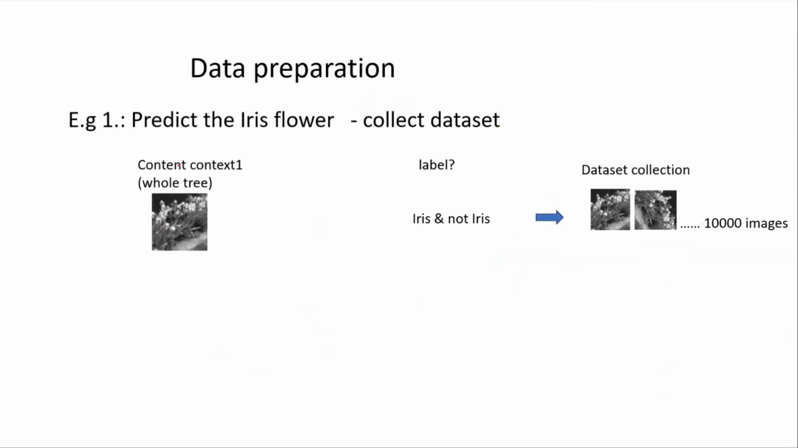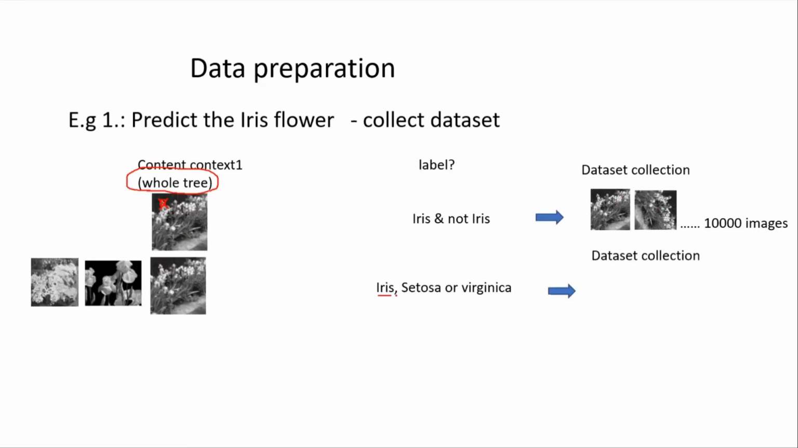Still collecting the data set. Now you see the whole tree. The context is now the whole tree. So the whole tree, no more single flower, but the whole tree. You still have the same label, iris or not iris, but now the data collection is different. It is all about tree, branch, leaf. There are so many iris flowers in there, so all about the tree image. And you got 3 labels, the same thing, iris flower recognition, but now you got iris, setosa, and Virginia. So you got 3 classes here.